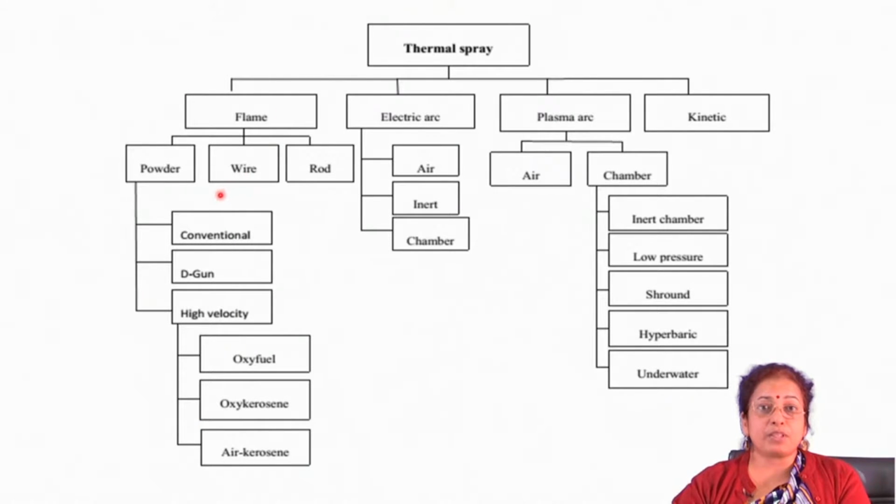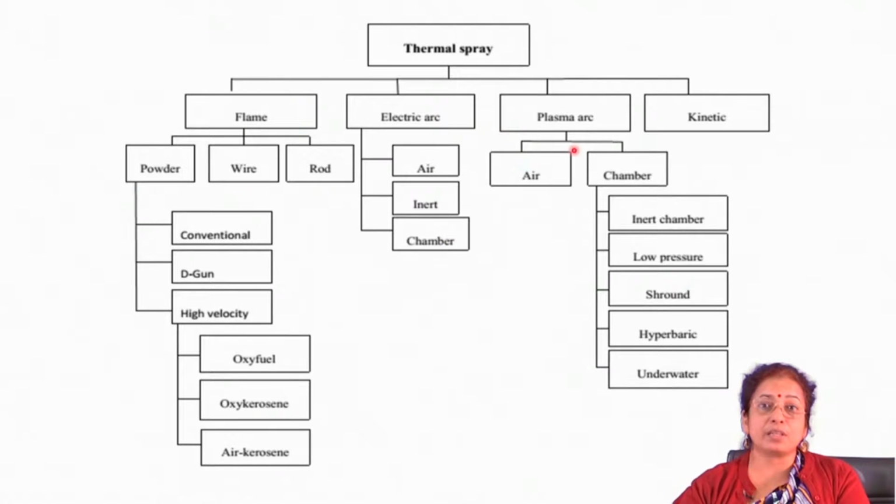On the other hand, the precursor may be in the form of wire or rod. If it is in the form of wire, it has to be under the conventional category only, because under the detonation gun or high velocity category, you cannot use wire as the precursor material for deposition. When you use rod as the precursor, there also it has to be conventional flame spraying. Then if you talk about electric arc spraying, this may be air electric arc spraying or inert electric arc spraying, or chamber spraying, where you use a special chamber for development of the coating.